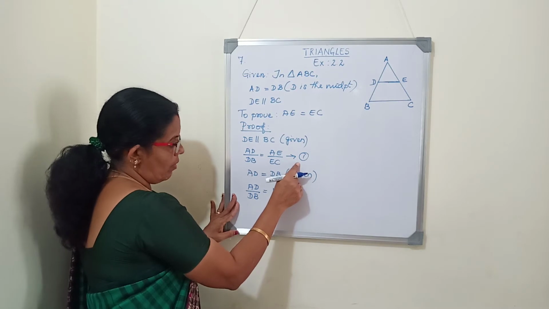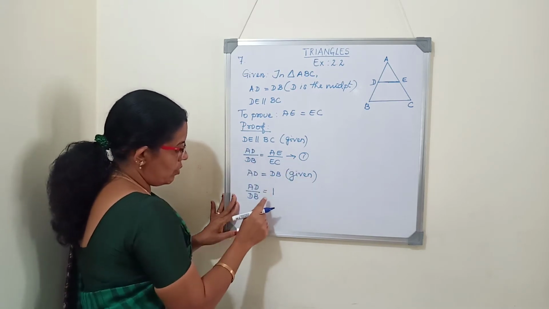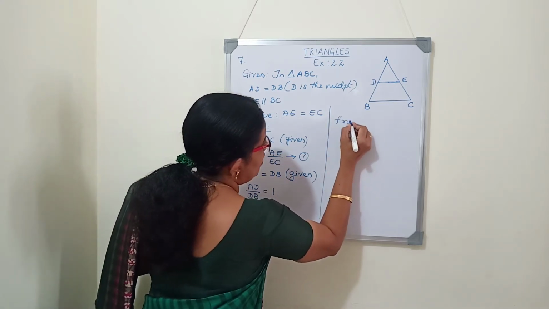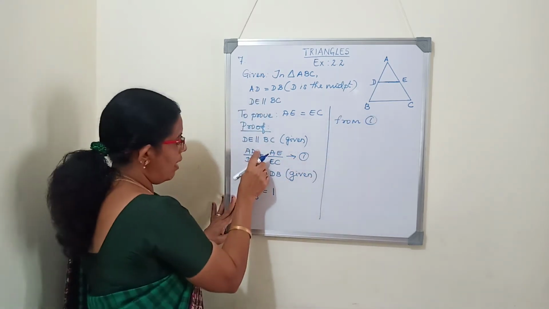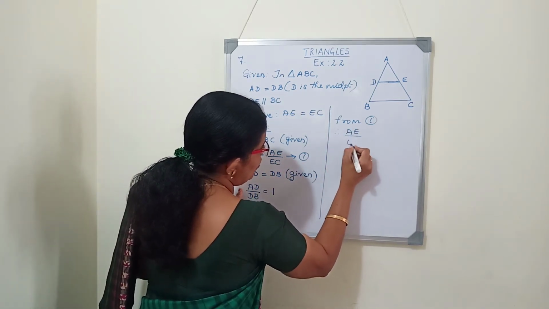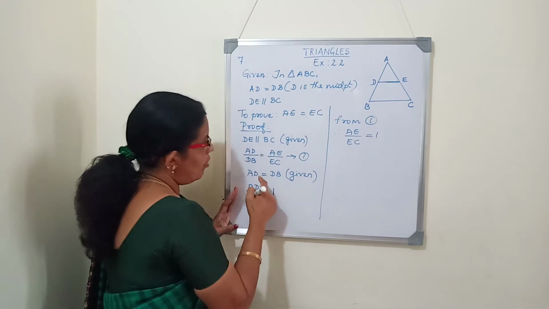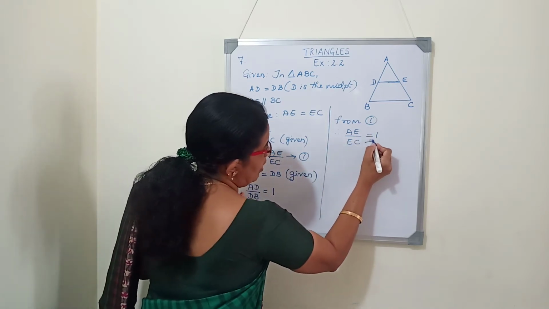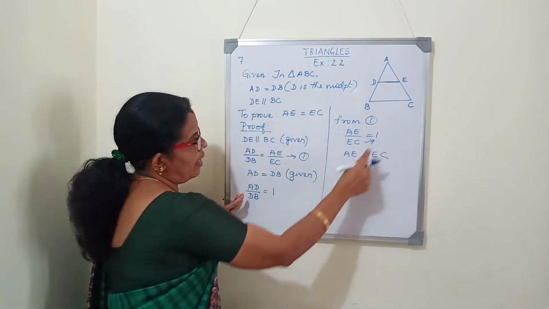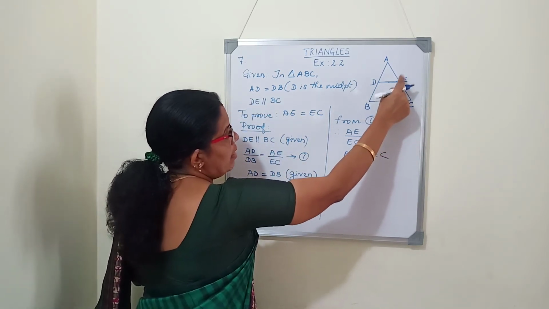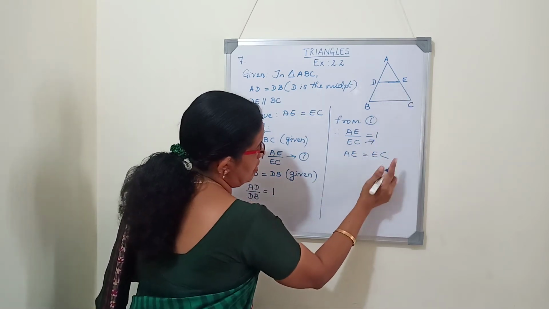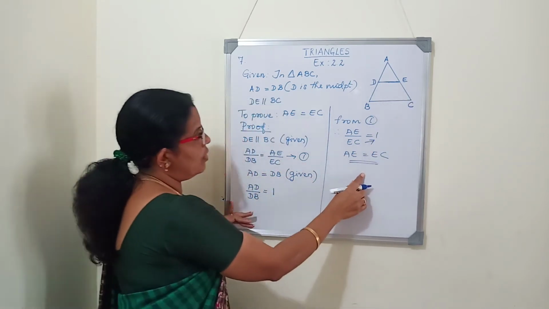So in this first equation, if AD by DB is 1, what can we write? So we will write from 1. If AD by DB is 1, we can write AE by EC is also equal to 1. This is from 1. Now you cross multiply, you will get AE is equal to EC. And AE is equal to EC means the line divides the side AC into two equal parts, or it bisects the third side. So we proved that AE is equal to EC.